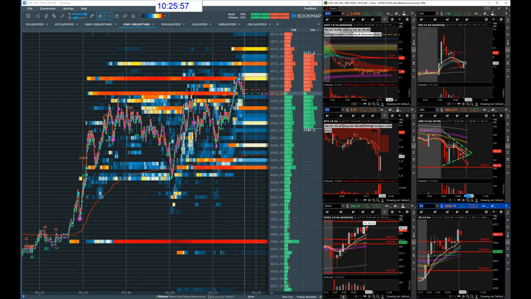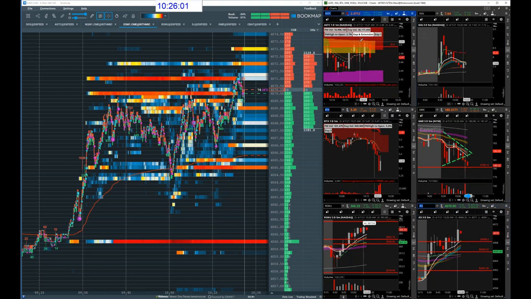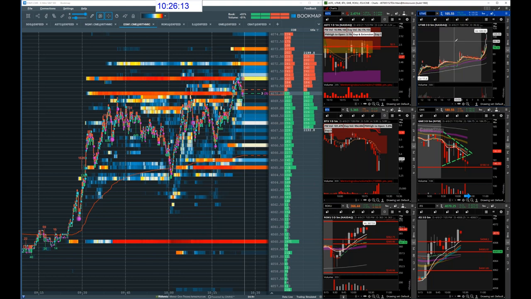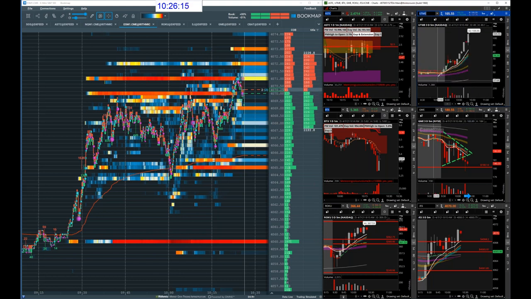Roku still lateral over here. ASTC, no setup for now. Isaac was a pump. We have also UTME, halted a couple of times over here. So from 50 to 110, not really looking to trade something like this. Not my favorite style.